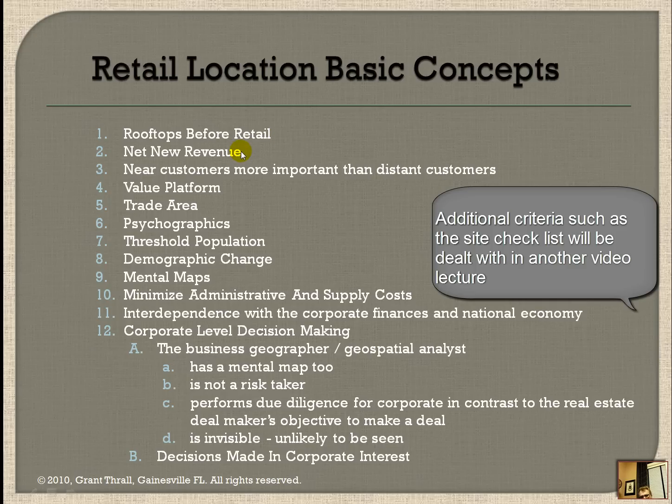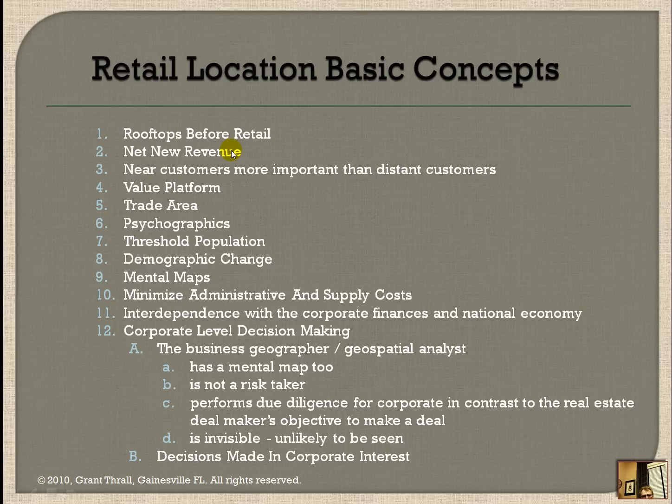Net new revenue. Retailers are looking to add additional revenue by adding a second store. A first store already there in the market will decline in revenue. The two stores combined will add net new revenue, possibly, to the multi-branch retailer. Near customers are more important than distant customers. This is the friction of space, the distance decay function.